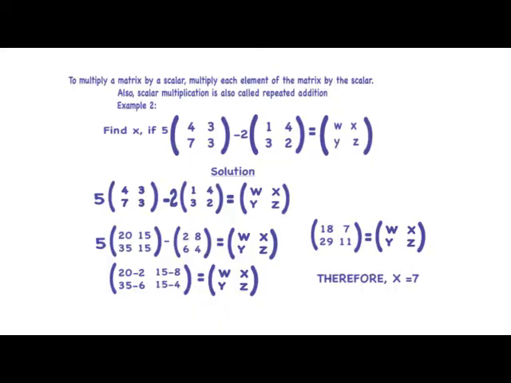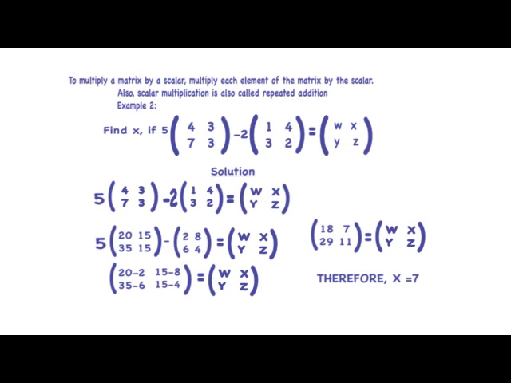So that is for scalar multiplication. Now, to multiply a matrix by a scalar, multiply each element of the matrix by the scalar. Also, scalar multiplication is also called repeated addition. You must take note of that. Scalar multiplication is also called what? Repeated addition. It's very, very important.